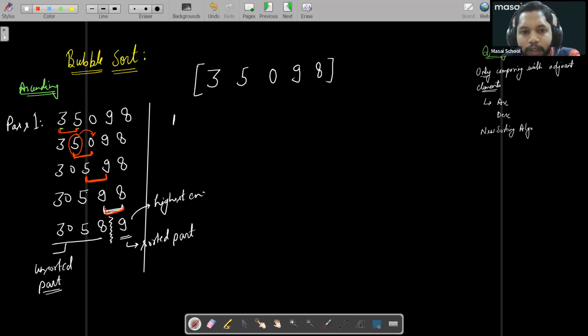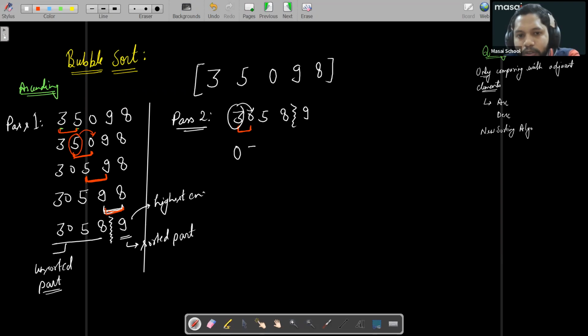Be with me, guys. So for pass 2, I will take this as an input, 3, 0, 5, 8, 9, and this part is already sorted. Now again, guys, is 3 greater than 0? Yes, it is. Do I need to swap it? Yes, I will simply swap it. So now it is 0, 3, 5, 8, 9. Now, guys, again 3 and 5. Is 3 greater than 5?